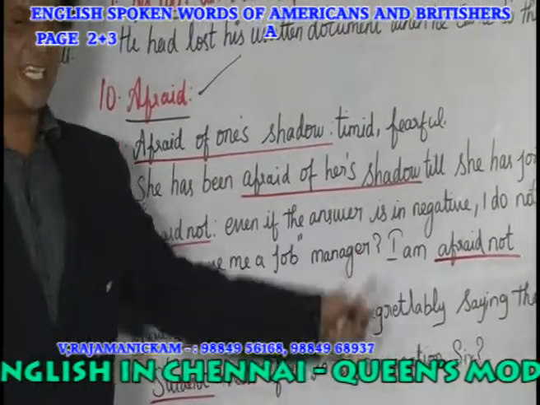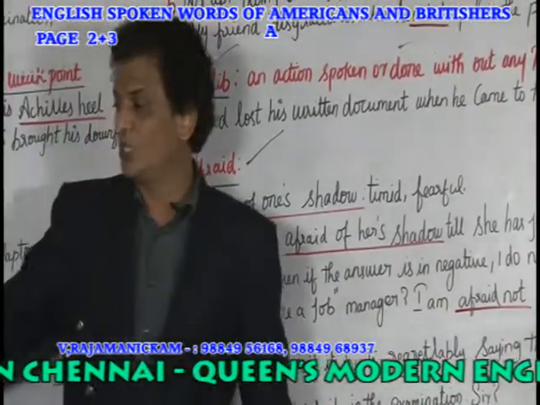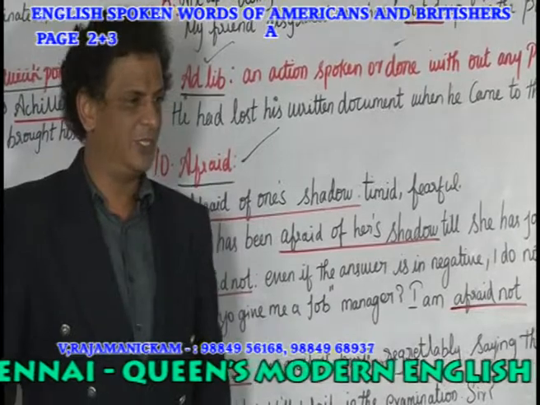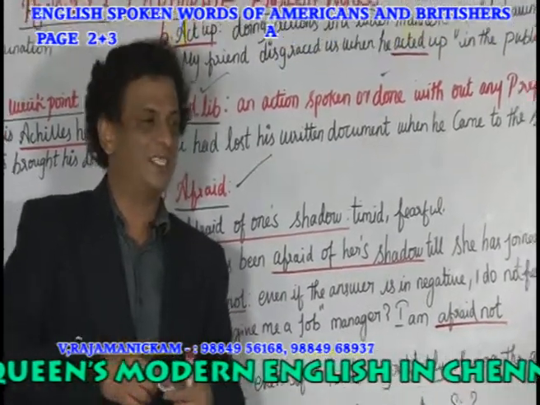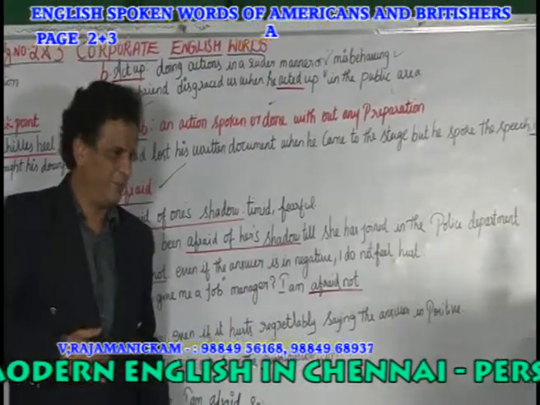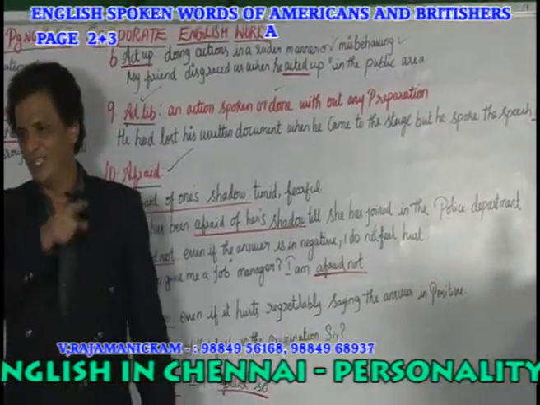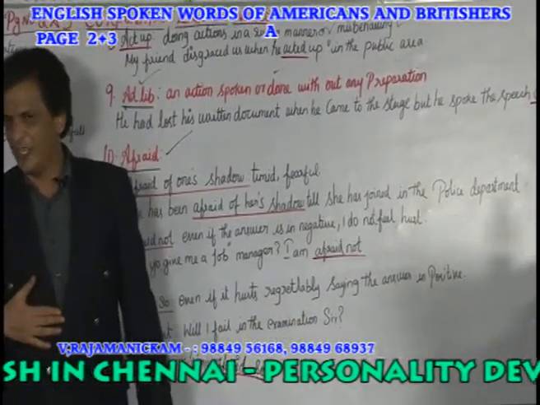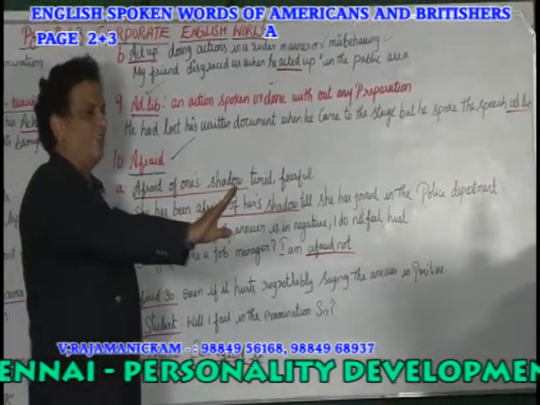Even if the answer is negative, I don't want to hurt you. You ask me for money, do you have 100 rupees, 1000 rupees? I say, I don't want to hurt you. So I say, I am afraid not. I am afraid not means what? If I say, no, I don't have money, then you will feel hurt. In what way am I saying it? I am afraid not. This is the correct way of answering, so that you are not feeling hurt.